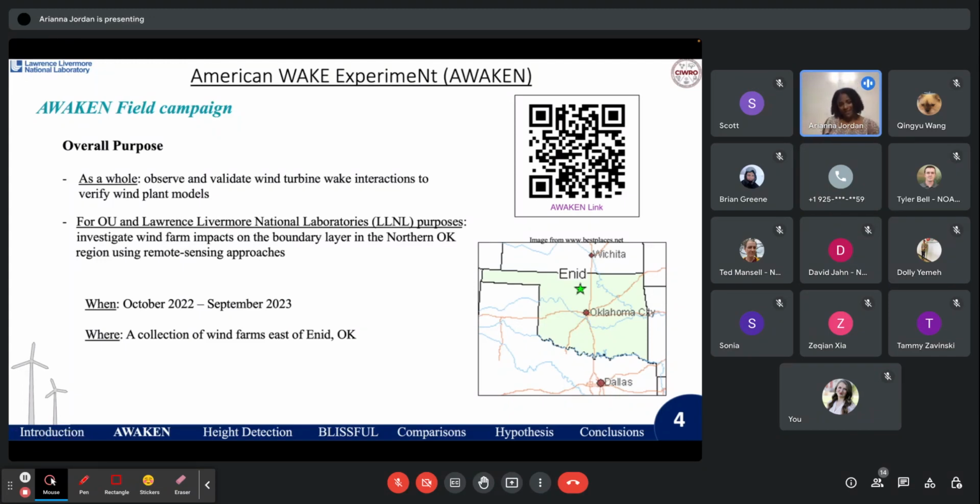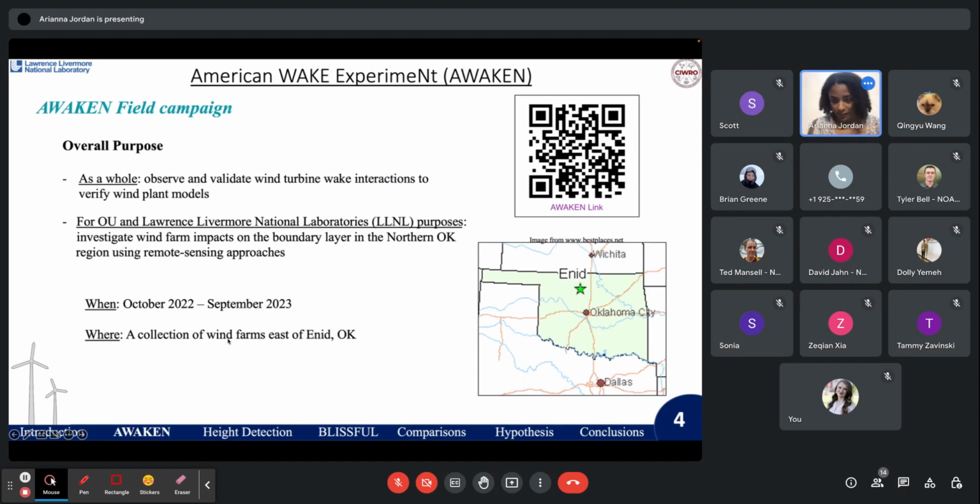But for our purposes here at OU and Lawrence Livermore National Laboratory, who we're closely collaborating with, we want to investigate wind farm impacts on the boundary layer the way some of those previous studies on my first slide have done, specifically using remote sensing approaches from the field. And so we deployed this past October, and the campaign is planning to go for about a year into September next year. We deployed in a collection of wind farms that are near Enid, Oklahoma, here in northern Oklahoma, if you look at this map, denoted by the green star. So there's a collection of wind farms out this way.